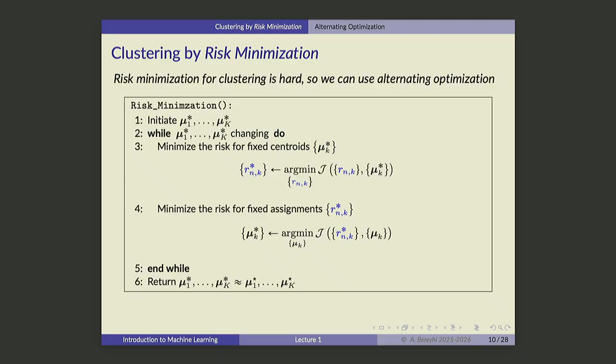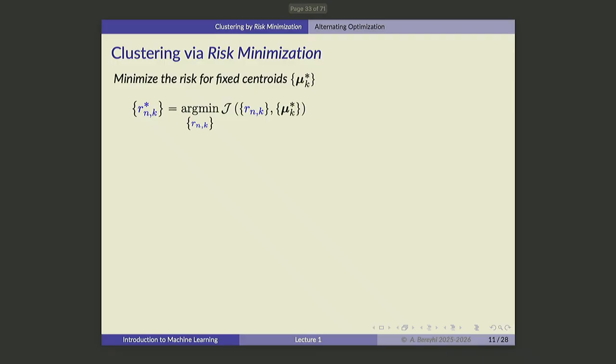Okay, now I want to optimize the objective. Let me do this and see what I end up with. Let me start with the first one. In the first one, I want to fix mu. I'm going to fix the centroids, and then I want to optimize in terms of those coefficients R. Once again, what is Rnk? It's 1 when xn belongs to cluster k. It's 0 when xn does not belong to that cluster. Just remember that.